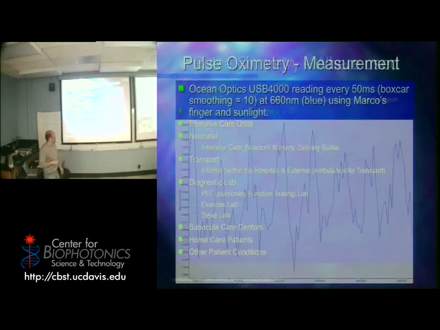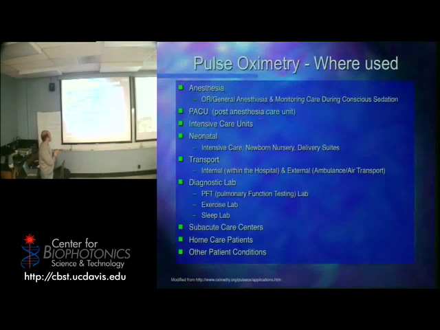So, where do we use pulse oximetry? Well, we use it a lot in the anesthesia room. Okay. Monitoring care during consciousness and sedation. We use it in the post-anesthesia care unit to see if your body is recovering after the anesthesia. Intensive care units, we use it a ton in neonatal. So intensive care, newborn nursery, delivery studies.